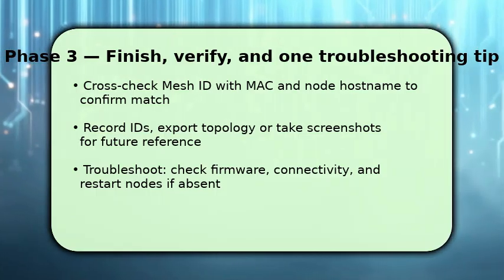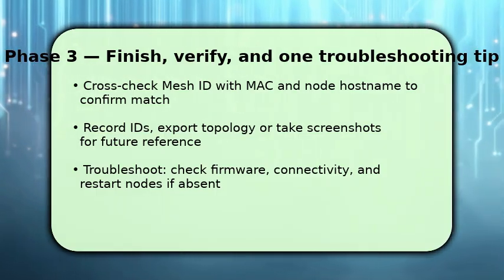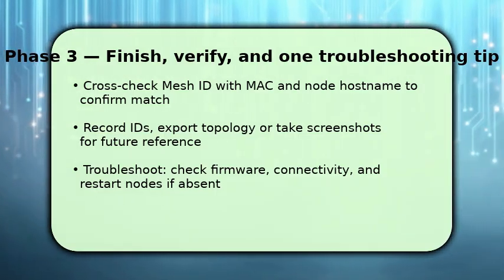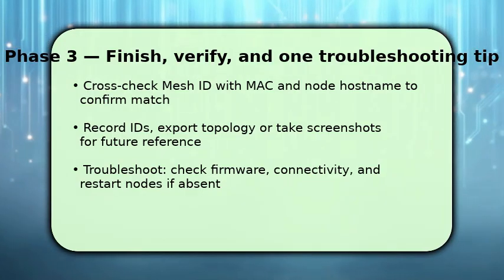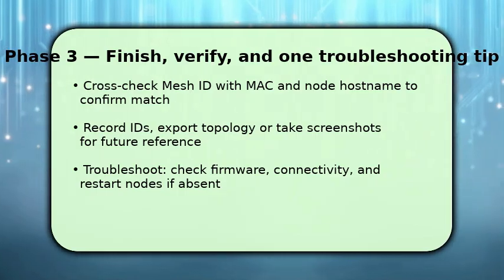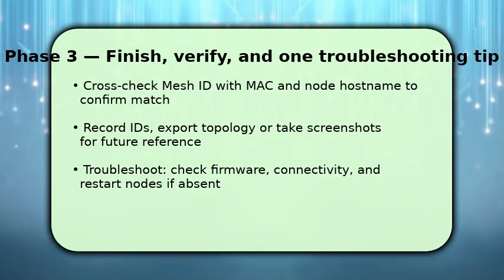If a node does not show, check firmware versions and connectivity, then restart the node or the controller and rescan. If problems persist, power cycle the device and retry discovery. This usually resolves transient visibility issues.